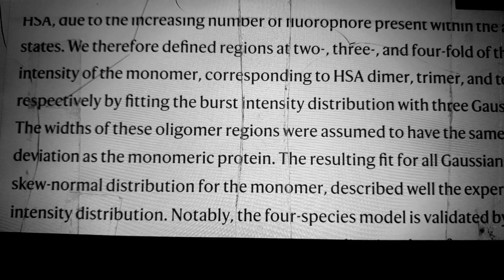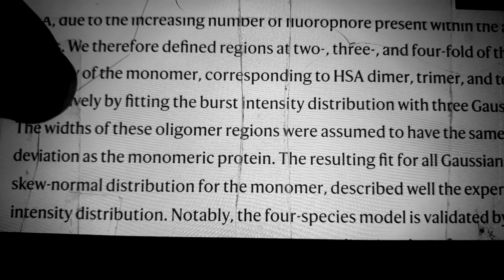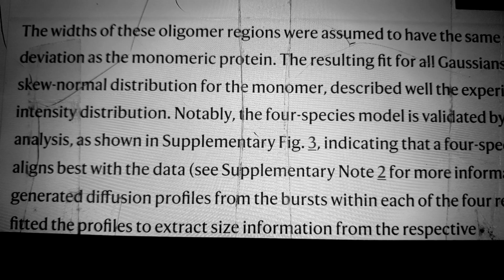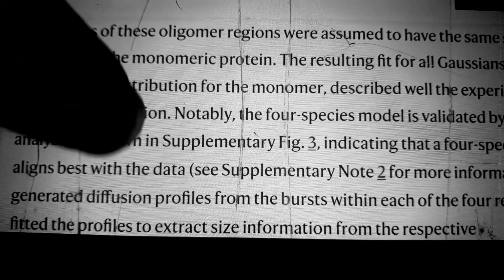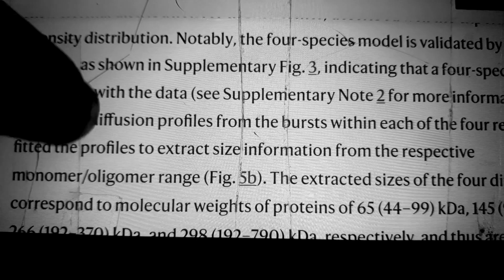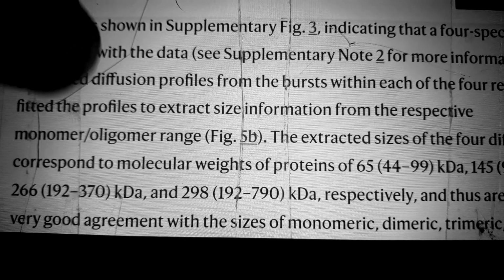Hence, regions were defined at 2, 3, and 4 fold of the normalized intensity of the monomer, corresponding to HSA dimer, trimer, and tetramer respectively, by fitting the burst intensity distribution with 3 Gaussian functions. The width of these oligomer regions was assumed to have the same standard deviation as the monomeric protein. The resulting fit for all Gaussians, including the skew normal distribution for the monomer, described well the experimental burst intensity distribution. Notably, all 4 species were validated by statistical analysis, indicating that a 4-species model aligns best with the data.